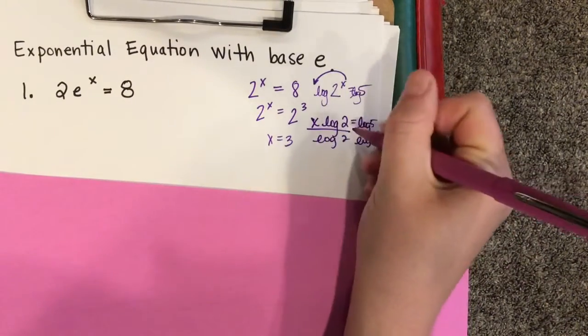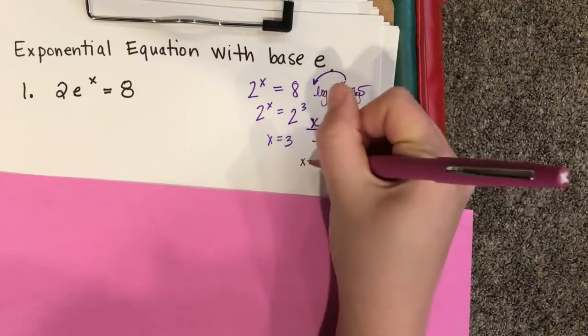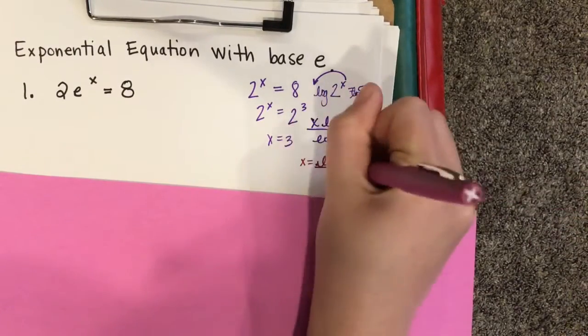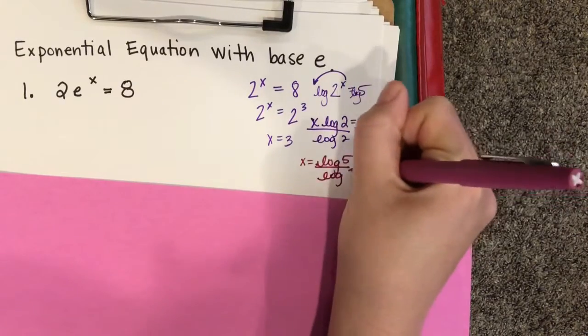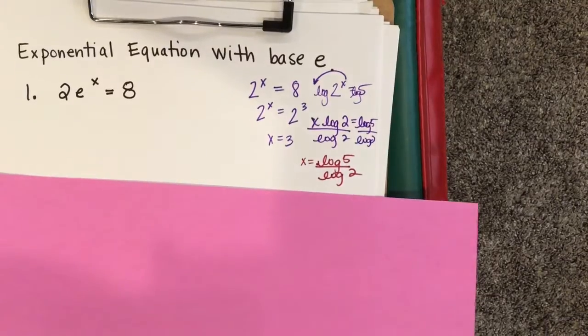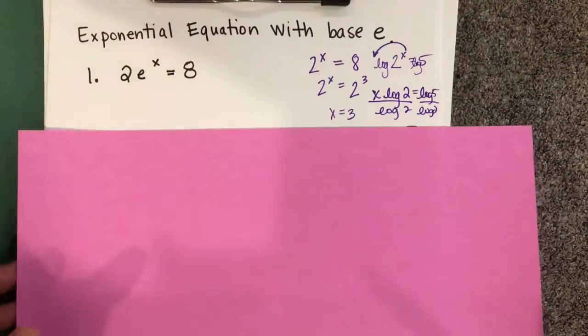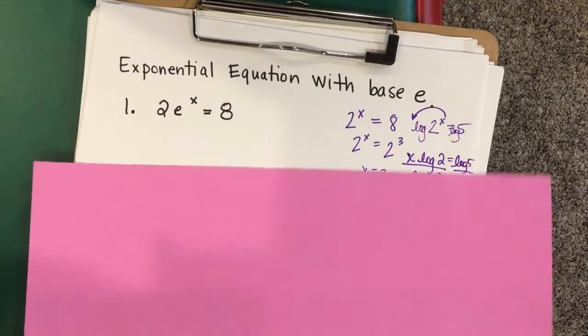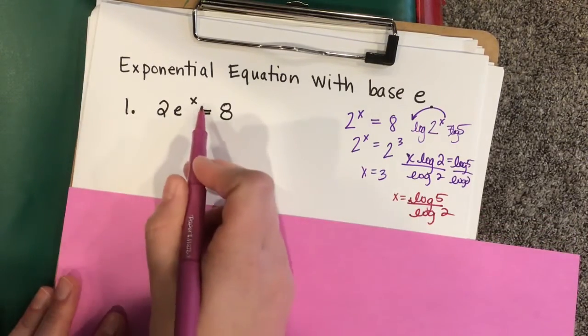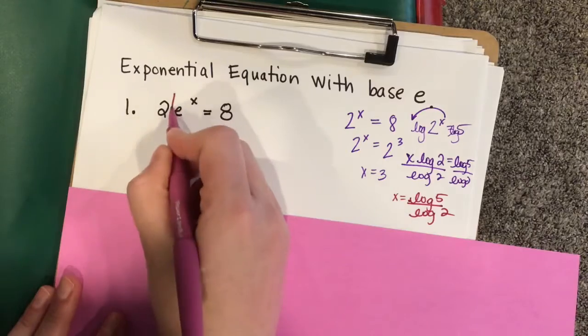So here we end up with x equals log of 5 divided by log of 2. So let's take a look over here at this problem. We have 2e to the x equals 8.